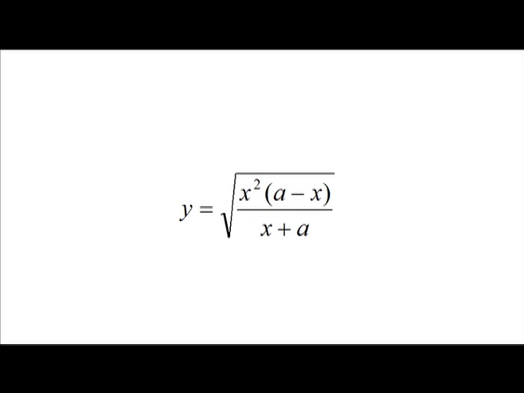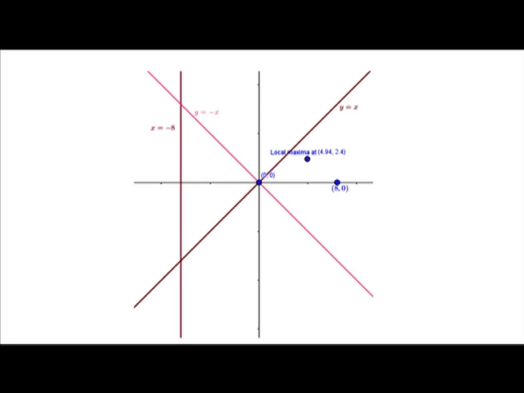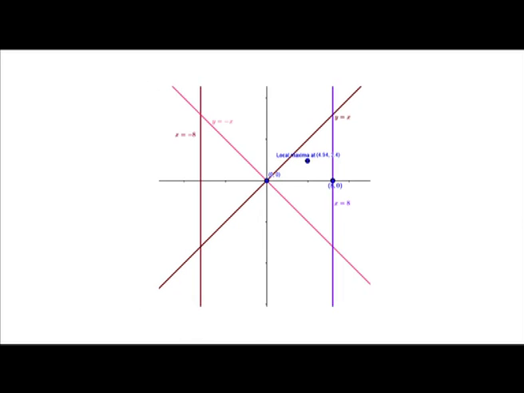As the function y is equal to square root of x square into a minus x divided by x plus a is differentiable on 0 to a, and x is equal to 0.618 times a is the only local extremum on the interval 0 to a, x is equal to 0.618 times a must be a local maximum. At x is equal to 0, we have y dash is equal to plus or minus 1, thus getting two tangents y is equal to plus or minus x at x is equal to 0.